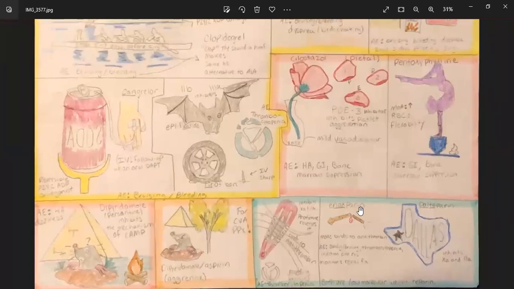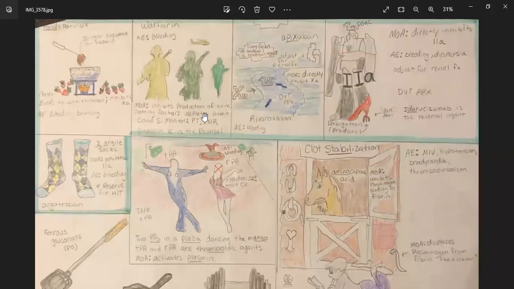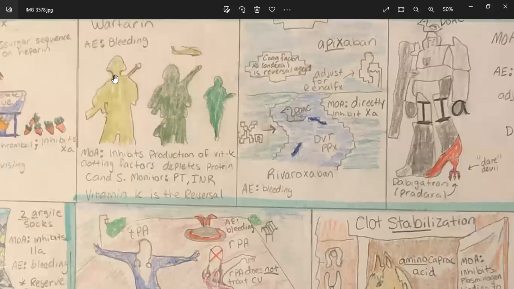Other drugs for prophylaxis are on the next page. So we have warfarin, which we have these little soldiers that are going to war. They inhibit vitamin K, so vitamin K antagonist. Adverse effects are bleeding and bruising. You want to watch out for your drug-food interactions, and then monitor INR, which should be between 2 and 3. So that's why there's kind of like 3 people here.